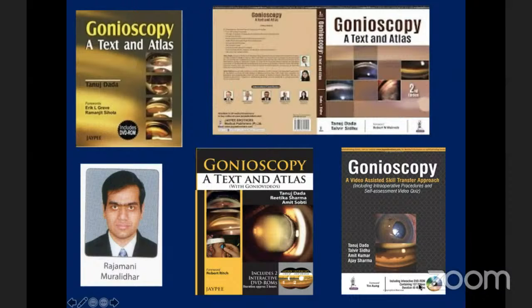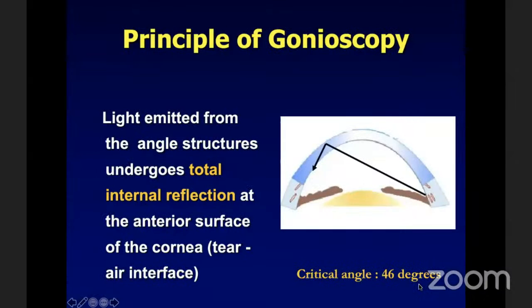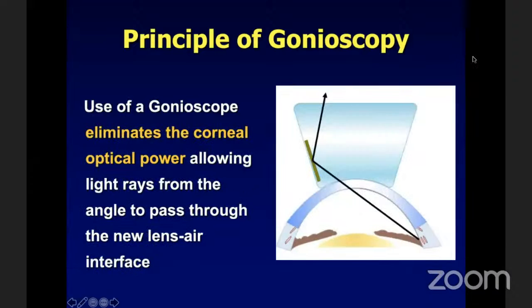Especially my dear Rajamani Murlidhar. So the basic principle of gonioscopy is that you are not able to view the anterior chamber angle because of the total internal reflection that occurs at the anterior surface of the cornea. The critical angle is 46 degrees. And so basically you need to put a gonioscope to eliminate the optical power of the cornea so that the rays of light can now pass through to the viewer and you can see the anterior chamber angle.